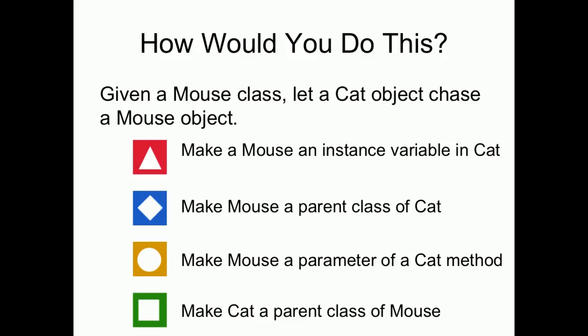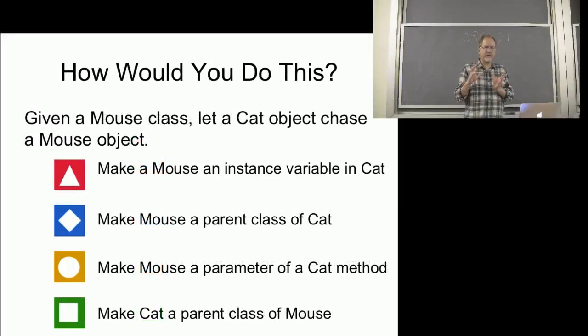Okay, so a lot of opinions here. We're going to write a cat class. It's probably going to have some sort of chase method, I would expect, right? That's how you make objects do things, is you write methods for them. And the question is where it interacts with this mouse.